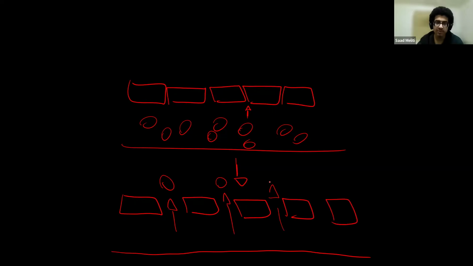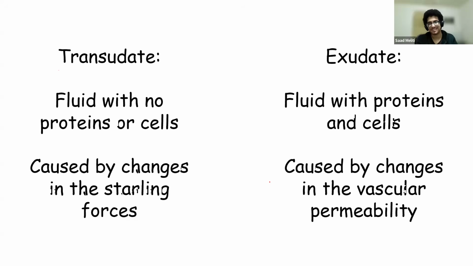This is what is called exudate. This is what exudate is. So it's fluid with proteins and cells, because we increase the vascular permeability. Very different from Starling forces. Starling forces, for example, if we increase the hydrostatic pressure, we're going to have more filtration outside, but all of this filtrate has no proteins and no cells.